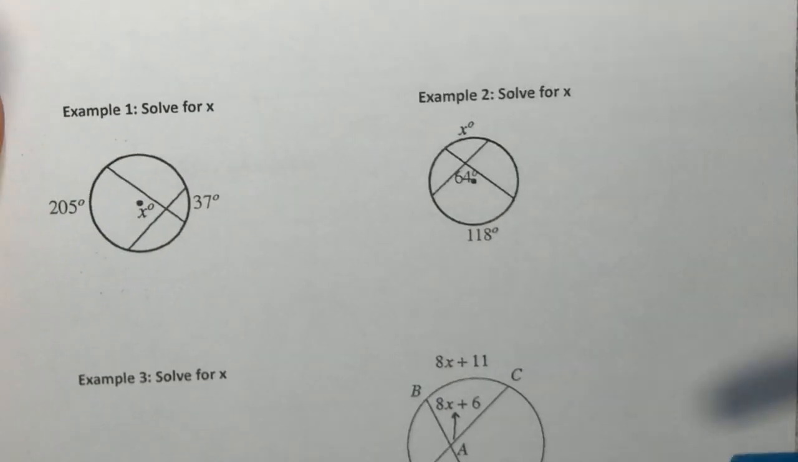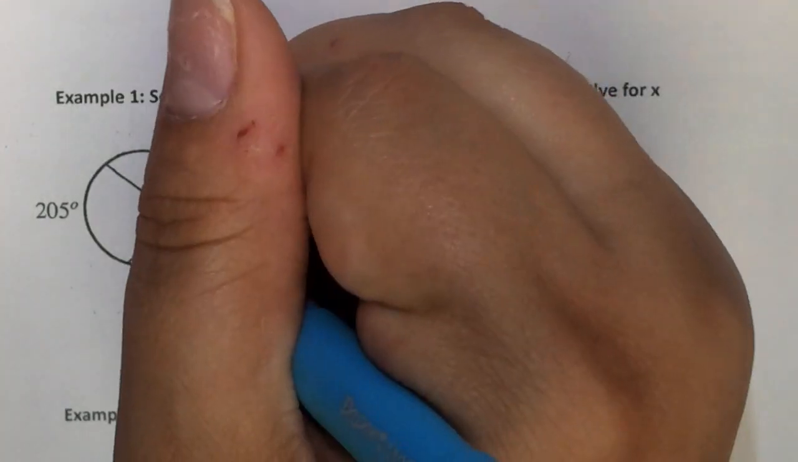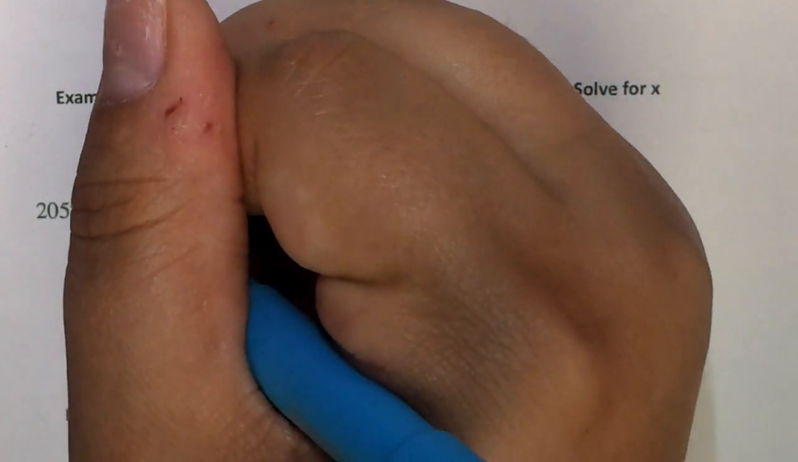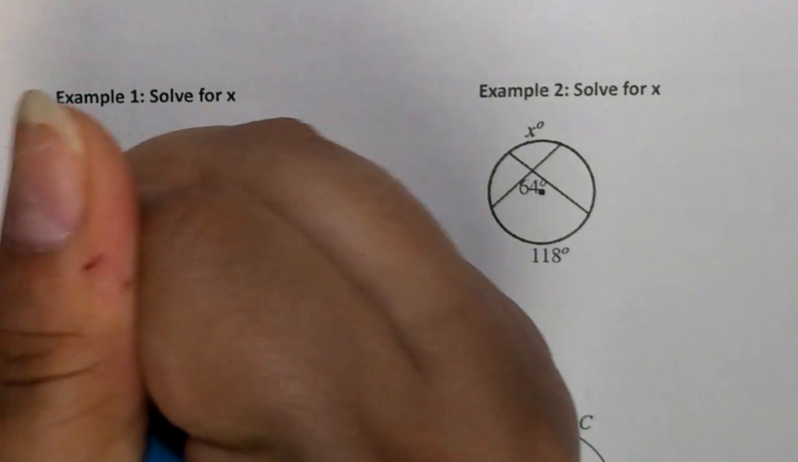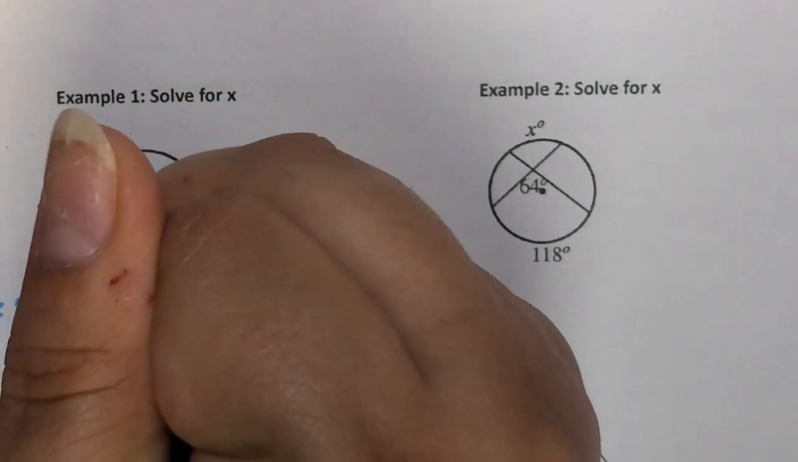So everybody turn your paper over. We're going to do the top 3 problems. So everybody, the intersection point, I'm going to put a dot there. Is it intersecting inside or outside? Inside. So what's my big arc here? 205. What's my small arc? 37. So I'm going to write x equals 205 plus 37 divided by 2.